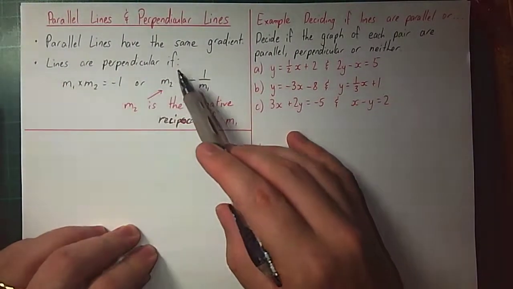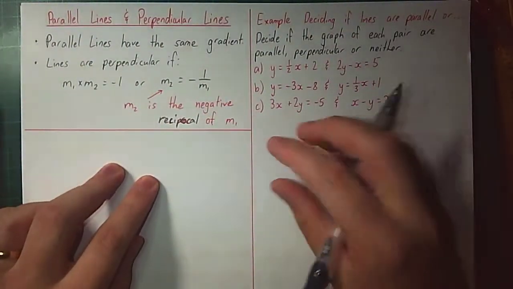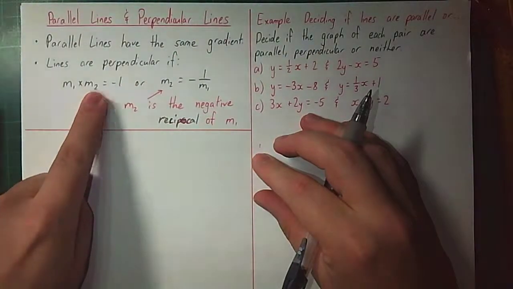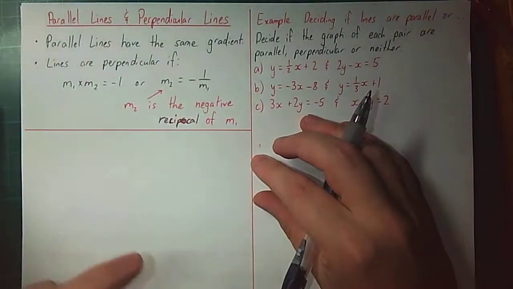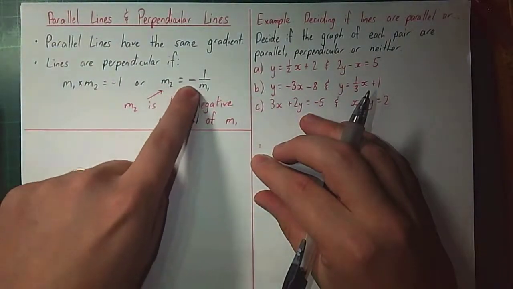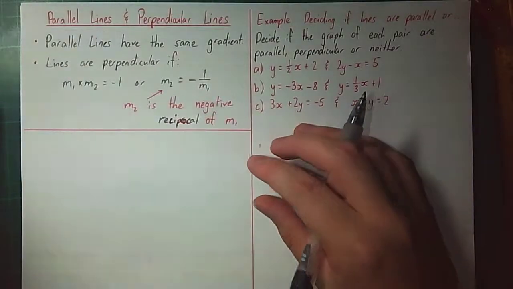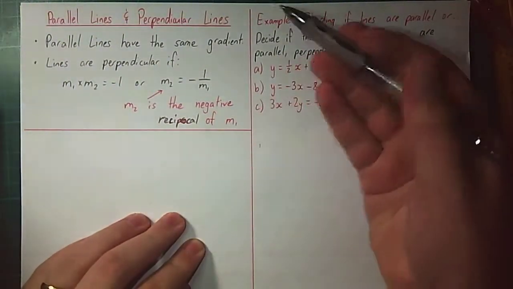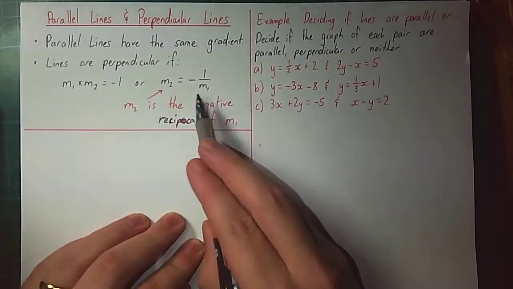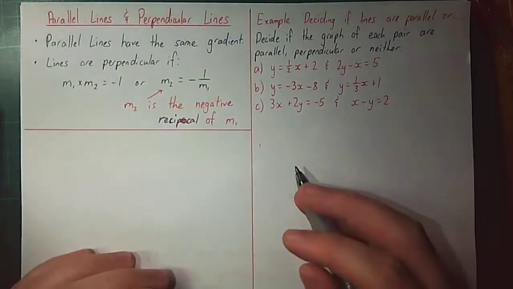Lines are perpendicular, now there's two conditions that we can use to determine if they're perpendicular. The first condition is that the gradient of the first line times the gradient of the second line equals -1, or if the gradient of the second line is equal to the negative reciprocal of the first gradient. So the way we can do that is we can say that m2 equals -1 over m1. To get a better idea of how this works, we're going to do an example.